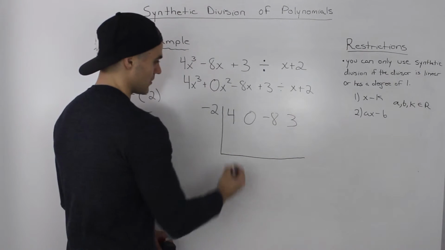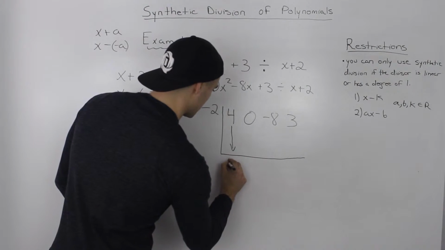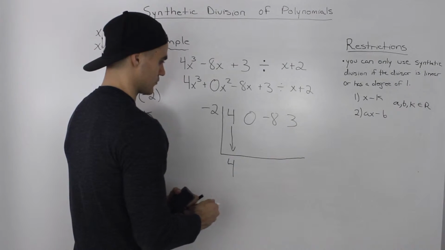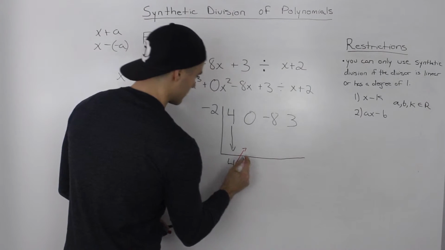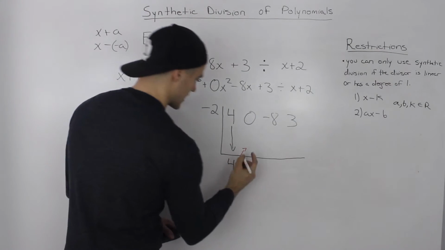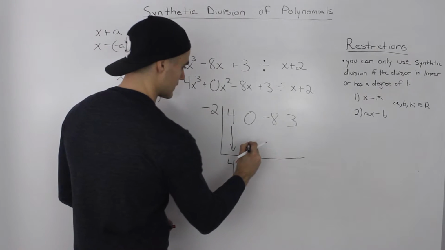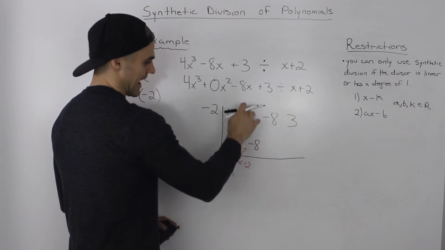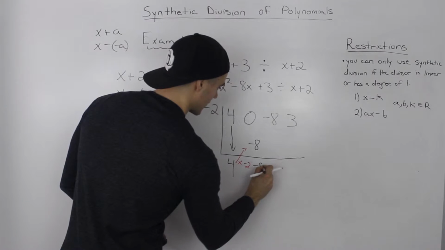Now, what's the first step always? We just bring the 4 down as it is. So we would have 4 here. And then what's the next step? We take this 4 and we multiply it by whatever our k value is. In this case, it's negative 2. So 4 times negative 2, that gives us negative 8. And then we just add this column here. So 0 plus negative 8, well, that just gives us negative 8.